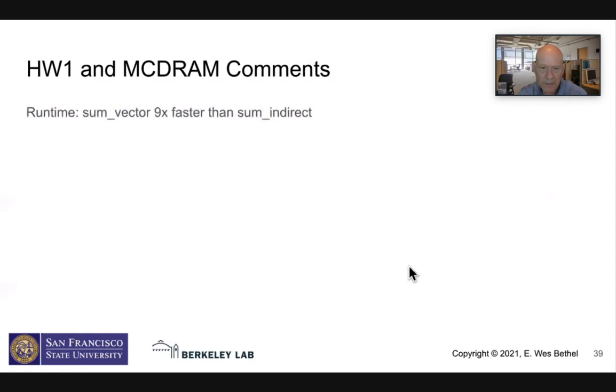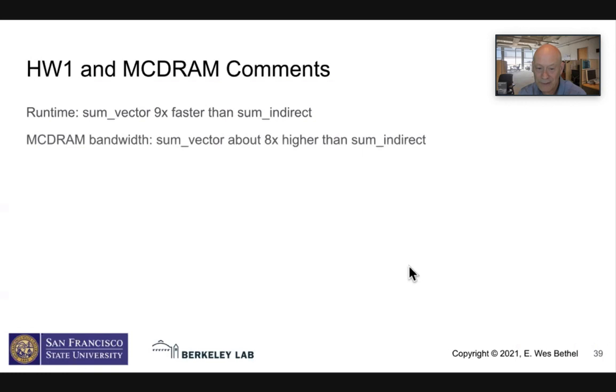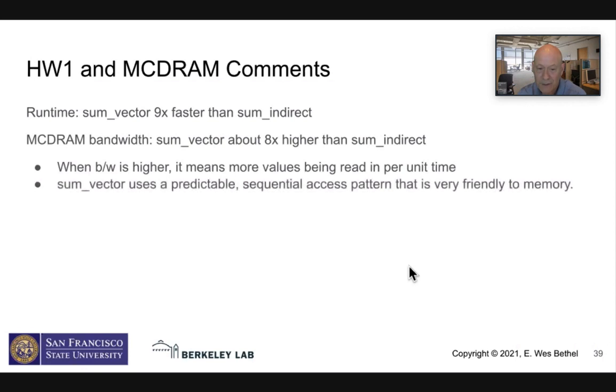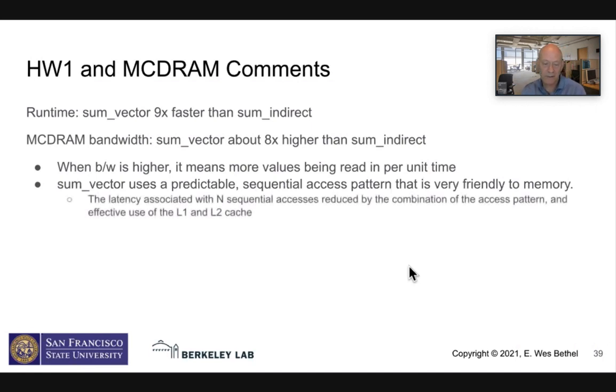So some comments about all this stuff. The runtime of the sum vector is 9 times faster than the indirect one. The MCDRAM bandwidth is about 8 times higher on the vector compared to the indirect. And when the bandwidth's higher, it means that more values are being read in per unit of time, right? That's one way to think about it. And so, as I mentioned, sum vector uses a predictable access pattern that's very friendly to memory access. And so the latency associated with those in-memory accesses is reduced by a combination of the access pattern and effective use of the cache and fewer instructions to load it, and so on and so forth.